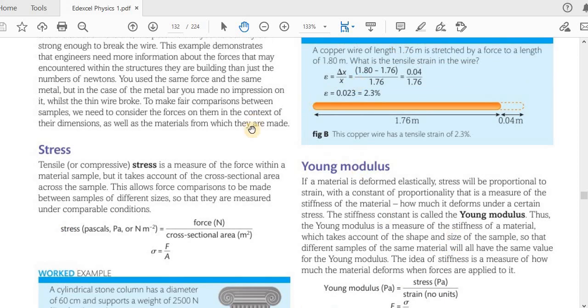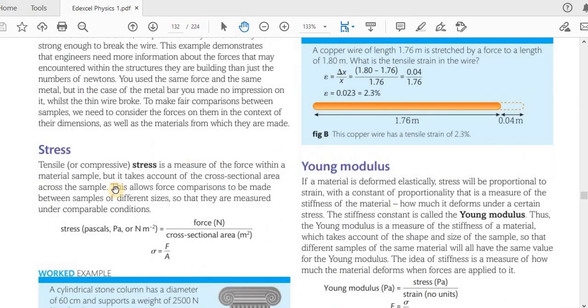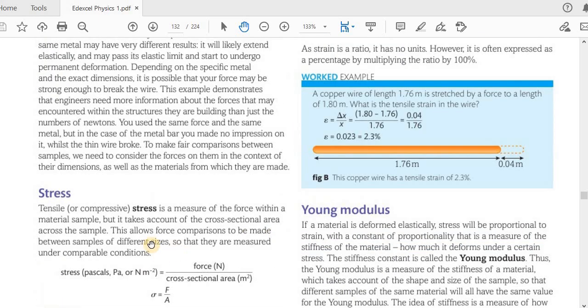Then I think we covered all this. Alright, so let's just go through this bit and also this paragraph. Some important points are here.